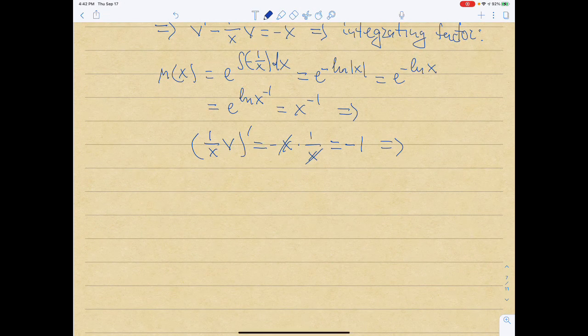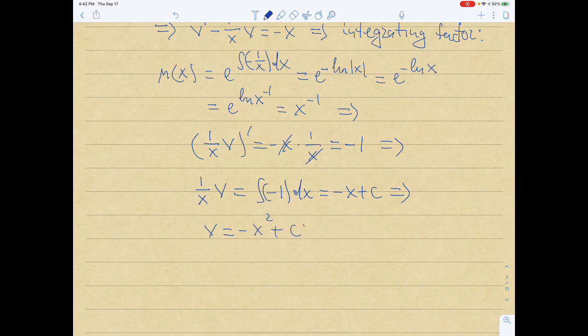So then integrating both sides, integral of a derivative is the original function. And this should be equal to the integral of what I have on the right, integral of minus 1 dx, which of course is minus x plus c. And I can solve now for v by multiplying both sides by x. So v is minus x squared plus cx.